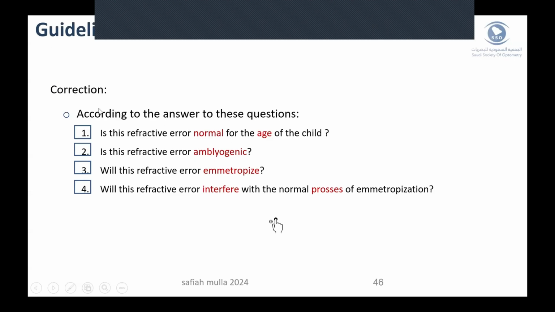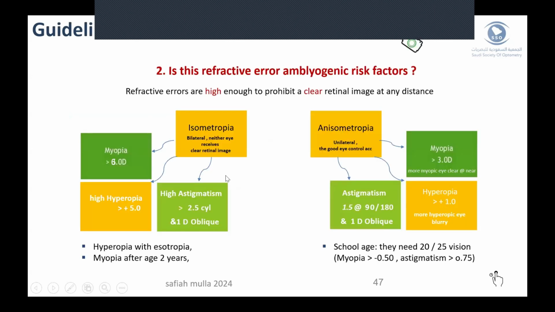We answered the first question: is this refractive error normal for the age of the child? By saying that, we need to know the normal refractive range for a child of that age. If it's more than the normal refractive range, then you consider working with the child, doing refraction, and we will talk about what we will do if we decide to give a correction. The other question is: is this refractive error amblyogenic? Is it going to affect the child and give him amblyopia?